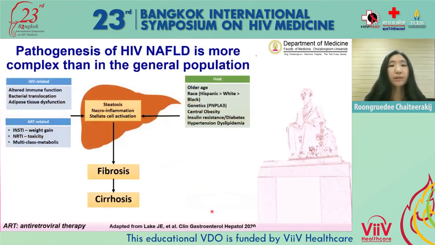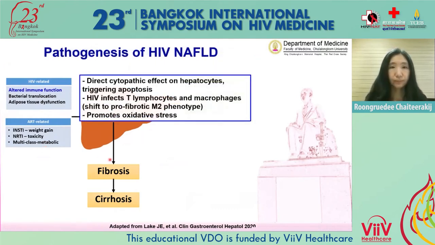However, the pathogenesis of NAFLD in HIV-infected patients is more complex than in the general population. Besides the metabolic syndrome, there are some factors related to HIV itself and related to the treatment of HIV that contribute to NAFLD development. HIV has a direct cytopathic effect on hepatocytes, triggering apoptosis of liver cells. HIV can infect the tissue macrophages in the liver and stimulate the shift of macrophages to a profibrotic phenotype, leading to fibrosis. It also promotes oxidative stress, resulting in hepatic inflammation.